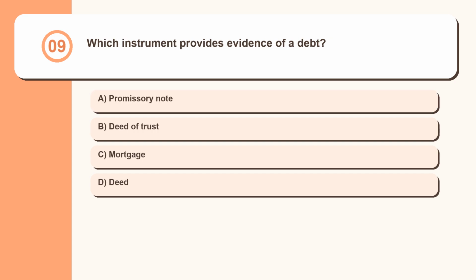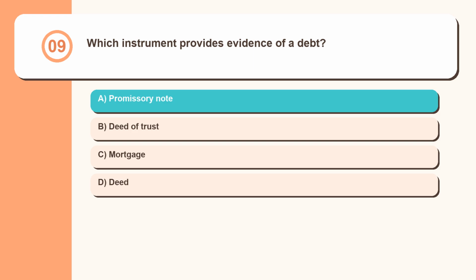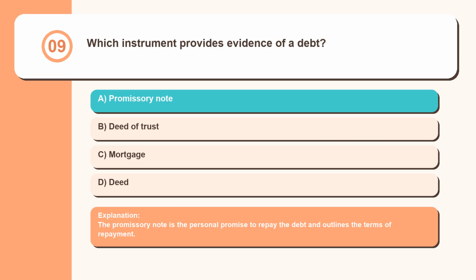Question 9. Which instrument provides evidence of a debt? Promissory note, deed of trust, mortgage, deed. The promissory note is the personal promise to repay the debt and outlines the terms of repayment.